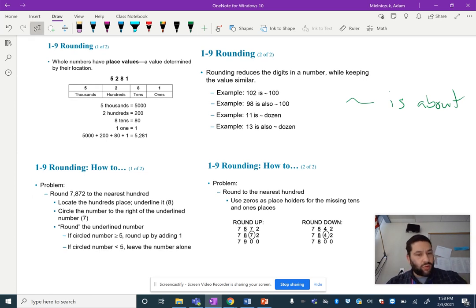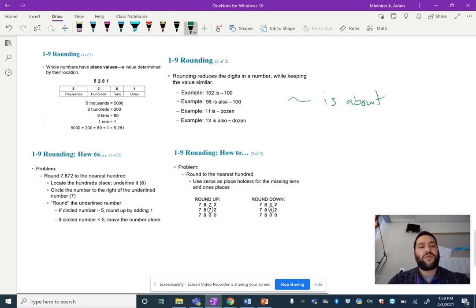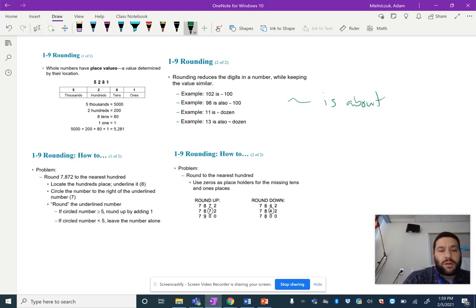It says round, so we're in the bottom left, round 7,872 to the nearest hundred. Here is what you do for this type of problem. So we have 7,872. Locate the hundreds place and underline it. So in this case, the 8 is in the hundreds place. Circle the number to the right of it. Okay. If the circled number is greater than or equal to 5, round up by adding 1. Okay. If the circled number is less than 5, leave the number alone.